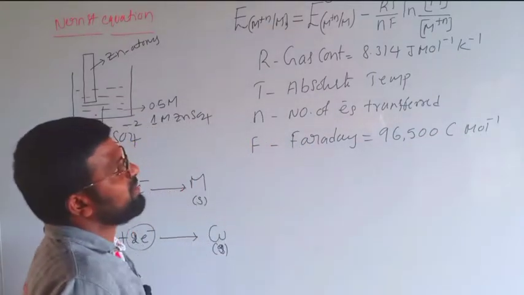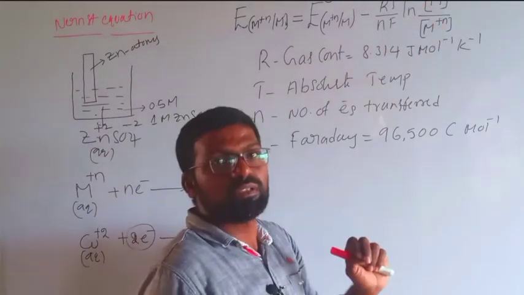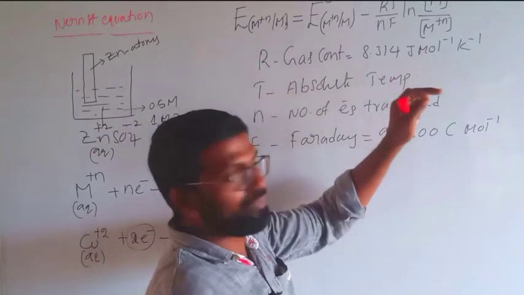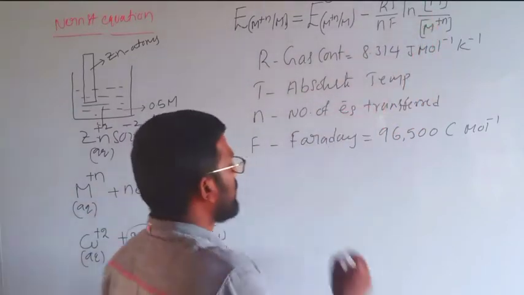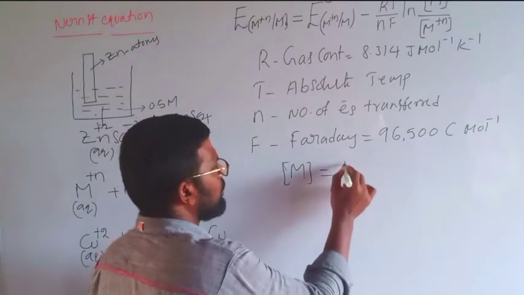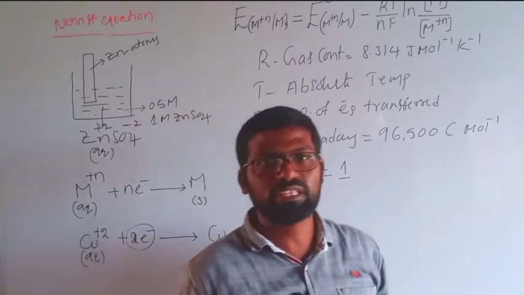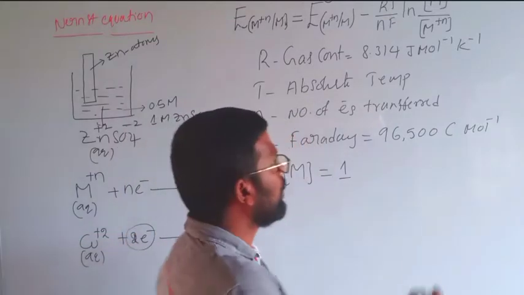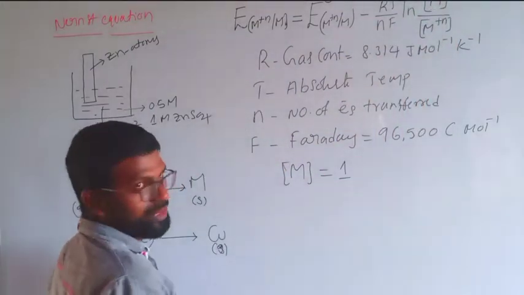Right? Here the molar concentration of the metal is given in the equation. Actually the molar concentration of solids is taken as unity, that is 1. The molar concentration of a solid is always equal to 1. So here this is a metallic or solid form, so its molar concentration becomes 1.